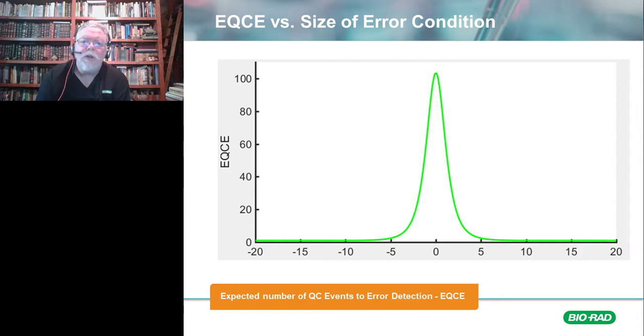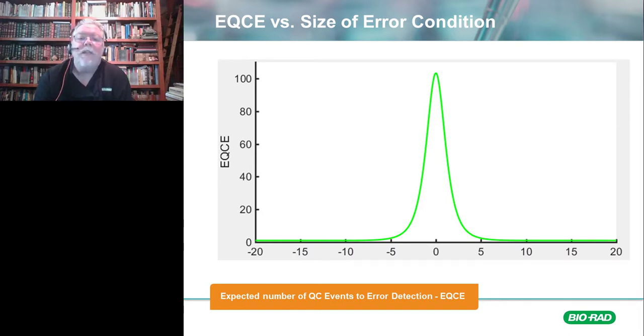So this starts off high when we don't have any error in the system. And that's because even without the error in the system, we still have a probability of a false rejection. And what this is showing us is that we want that to be high. So in this case, we're over 100 QC events between false rejections.